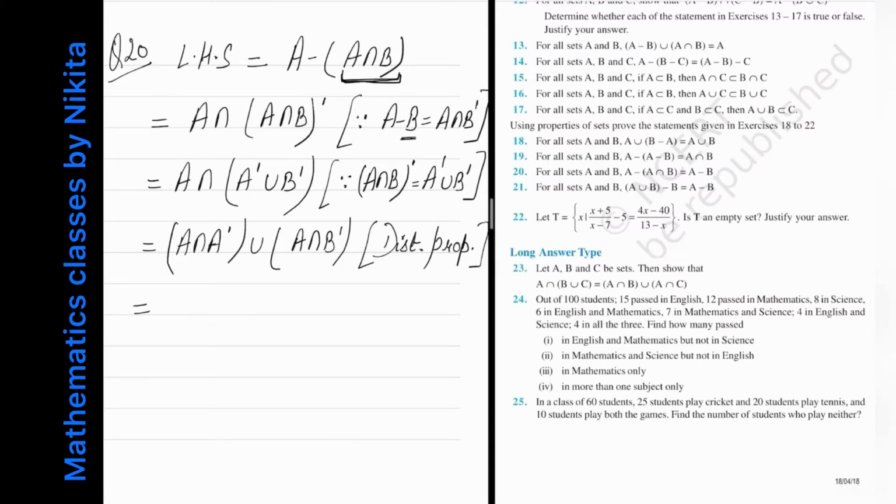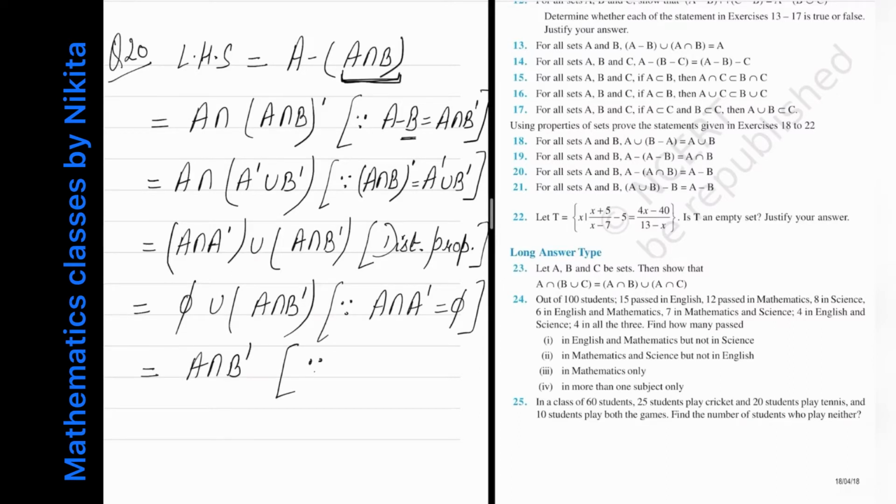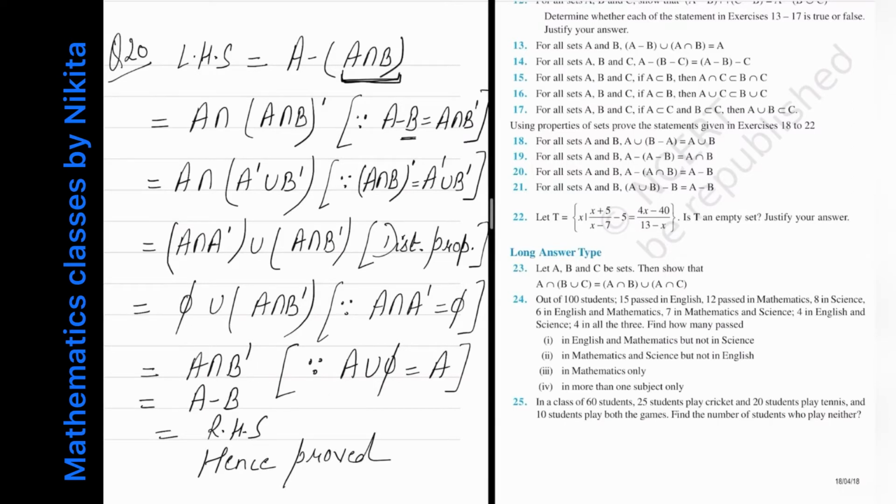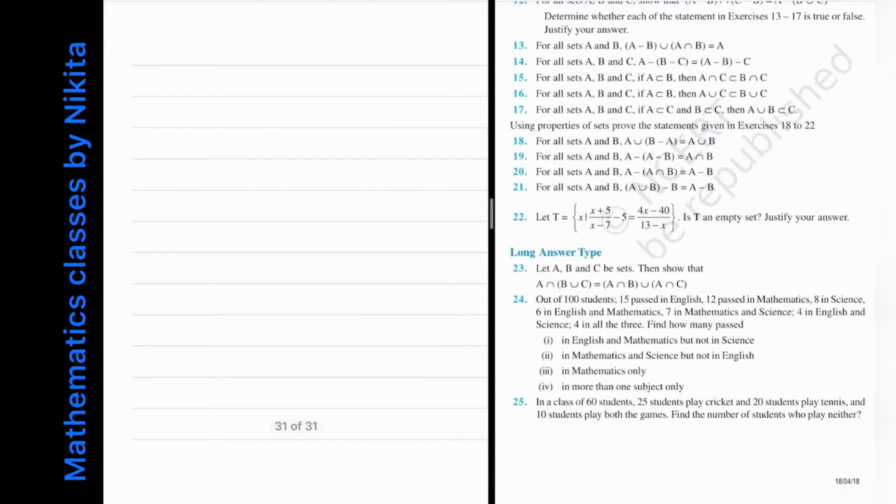Now A intersection A complement is phi, union with A intersection B complement. Here I have used the fact that A intersection A complement is phi, and this will be equal to A intersection B complement. That means A union phi is equal to A, and A intersection B complement is nothing but A minus B, which is equal to your right hand side, and this was to be proved. So hence proved. Okay, now let's do question number 21.